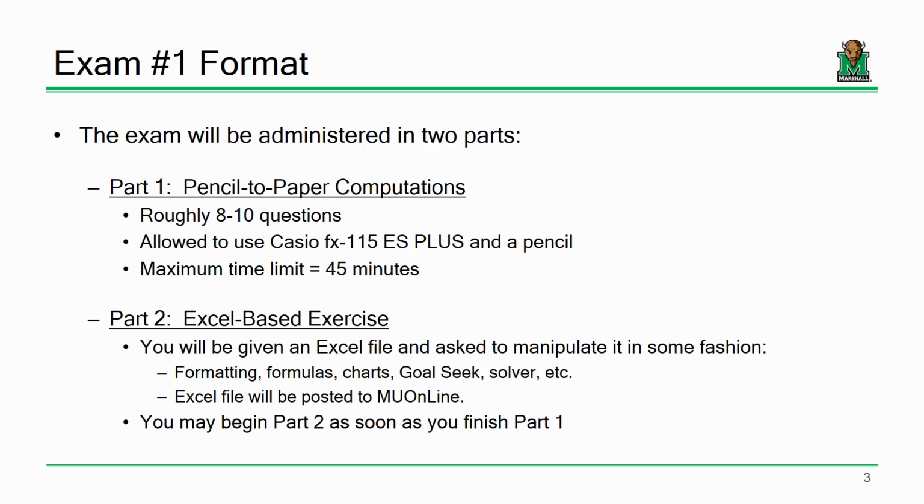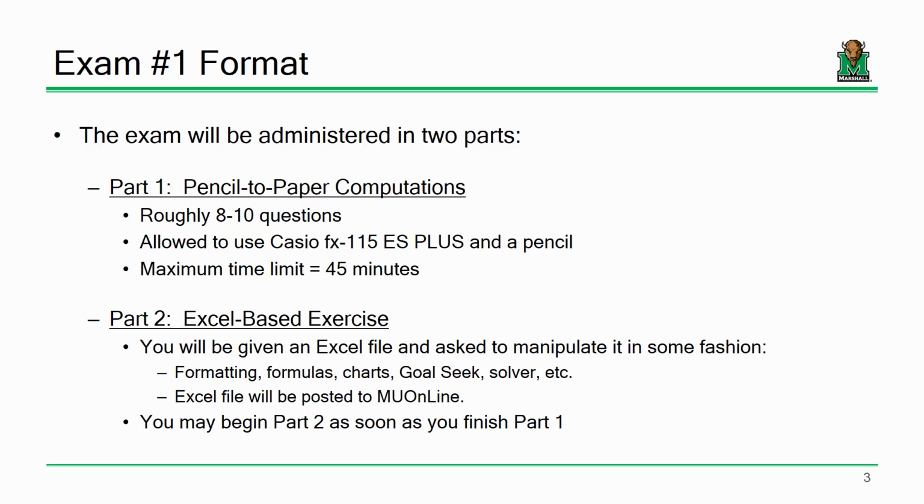Okay? The reason why it's split up into two parts is because Part 1 is what I call a pencil to paper computations exam. It's literally just a pencil and the Casio. That's all you've got. But as soon as you turn that in, you'll have an Excel-based exercise for Part 2. So for Part 1, you're only allowed a calculator and a pencil, but on Part 2, you can use the calculator and you can use Excel. Sound good?